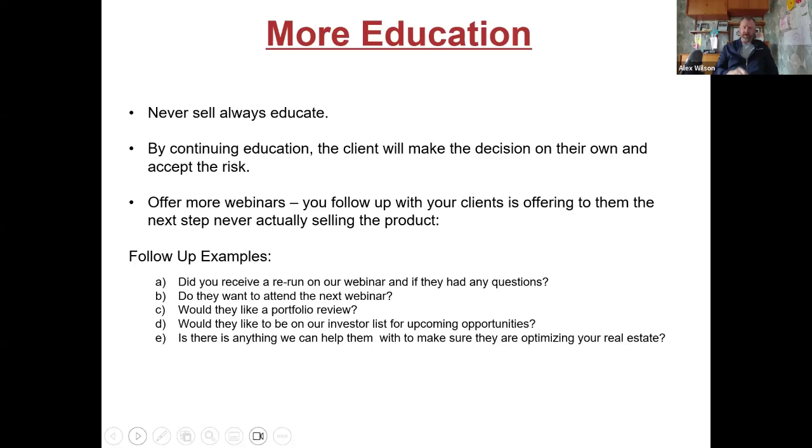So again, if you're pushing, and the investment doesn't go the way they think it will go in the short term, then they're going to blame you. But if you educate, then they accept the risk and they know that real estate over the long term goes up in value. I cannot predict the future. I can say certain things with a level of certainty, but I can't predict the future.